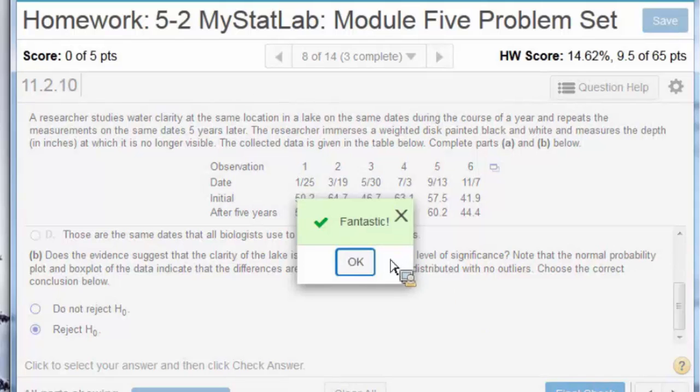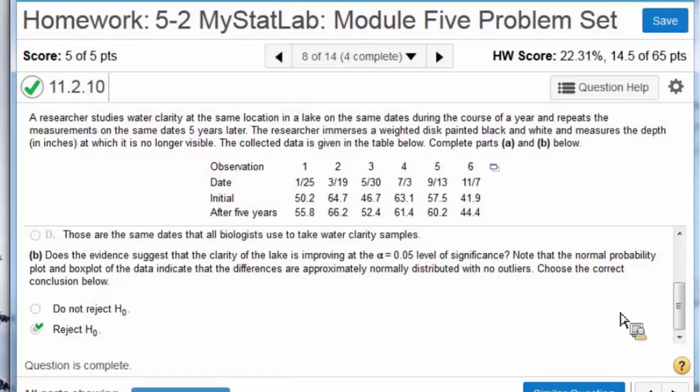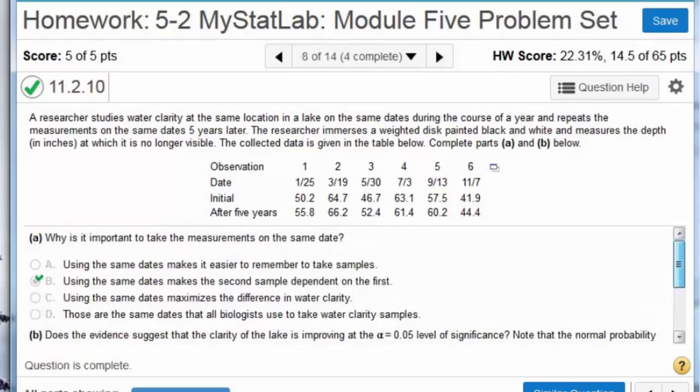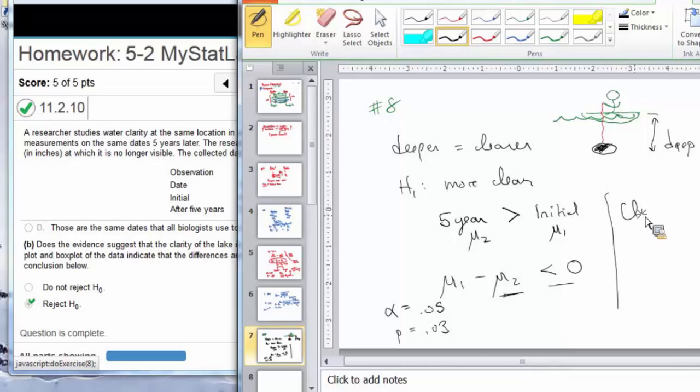Okay, so far so good. We need to figure out, what does reject mean? Okay, so let me ask you, what does reject mean? Is the water getting clearer? Yes or no? Okay, so this is important to get the last step.